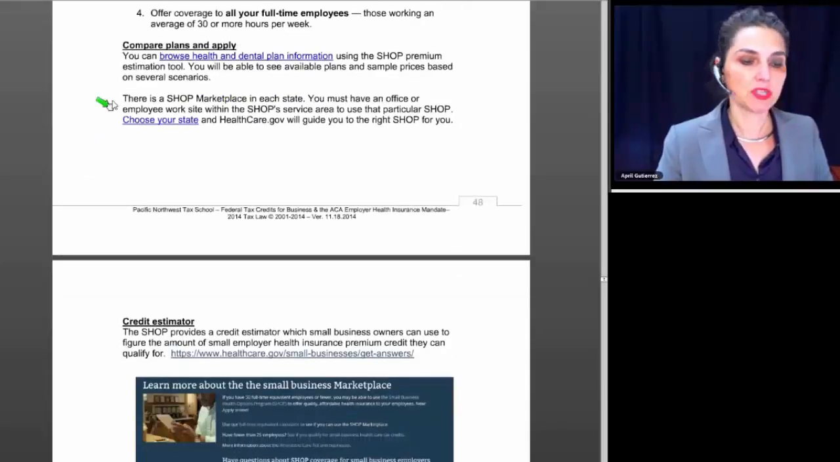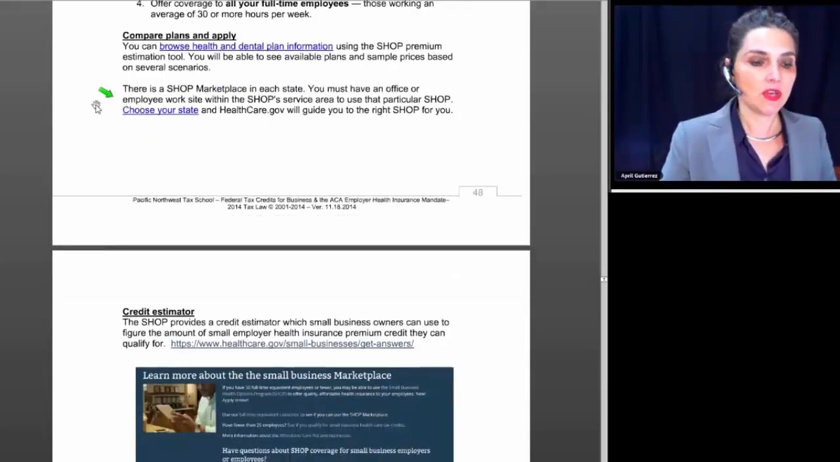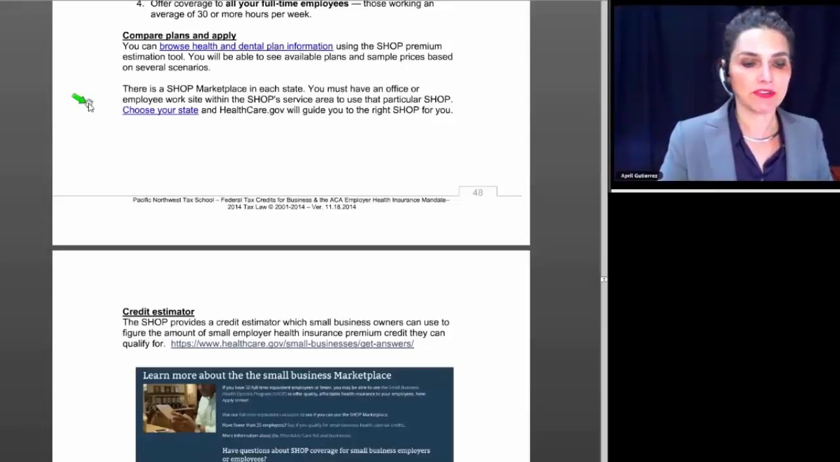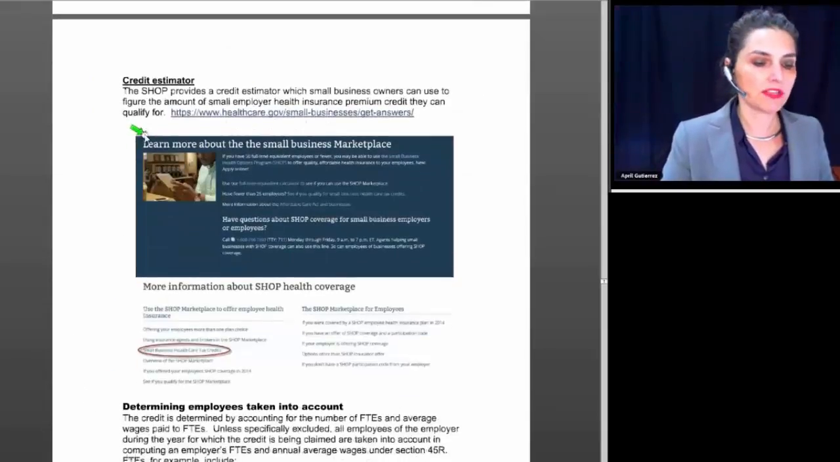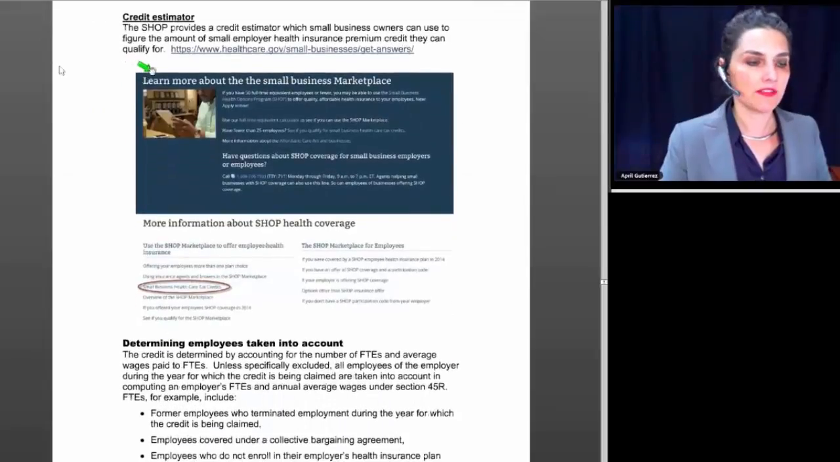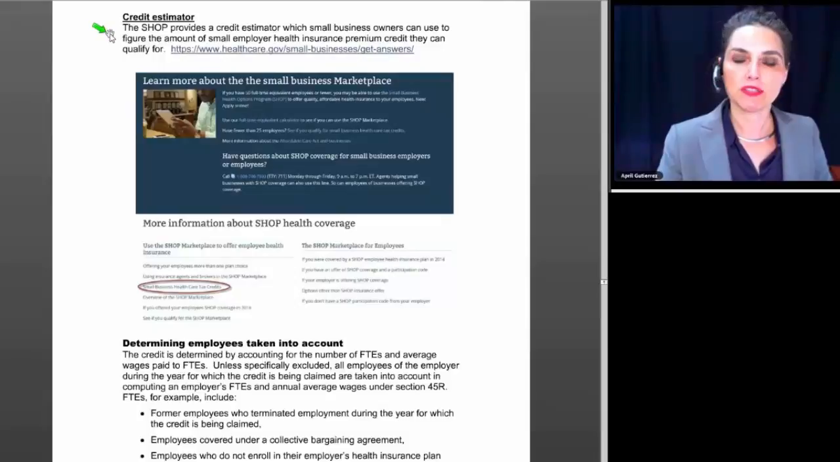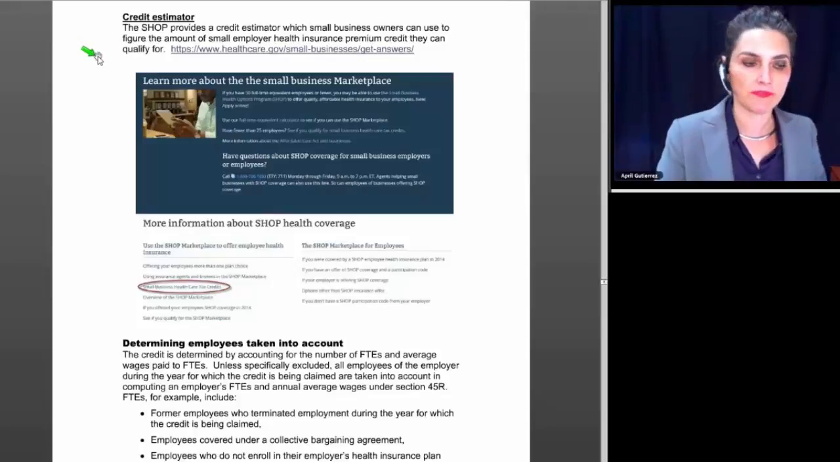There is a shop marketplace in each state. You must have an office or employee work site within the shop's service area to use that particular shop. Choose your state, and healthcare.gov will guide you to the right shop for you. There's also a credit estimator on the site that I pointed out to you. The shop provides a credit estimator, which small business owners can use to figure the amount of small employer health insurance premium credit that they can qualify for.